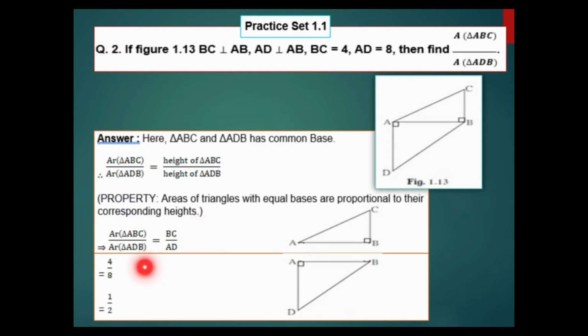The value of BC we substitute 4, the value of AD we substitute 8. So 4 upon 8 we get 1 by 2. Therefore area of triangle ABC upon area of triangle ADB equals 1 by 2.